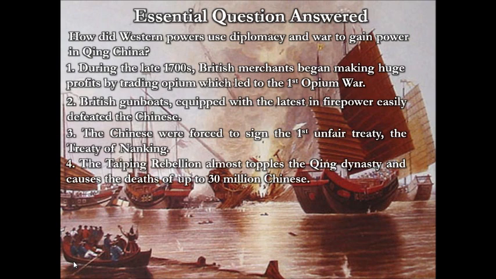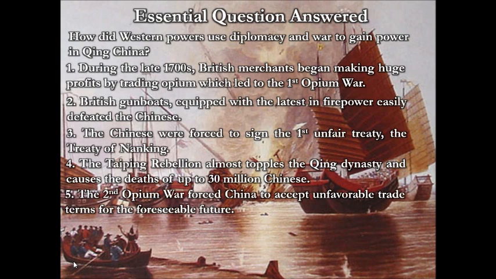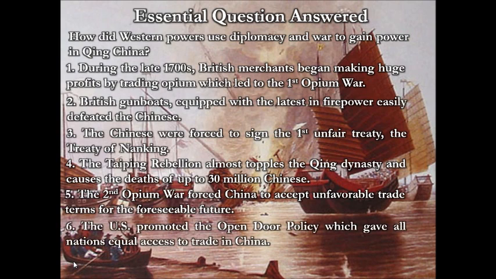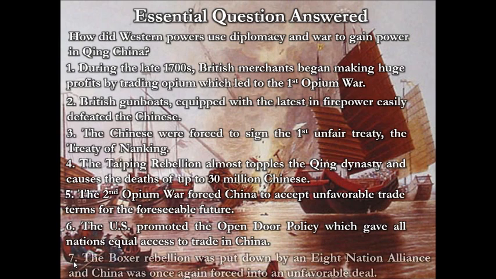4. The Taiping Rebellion almost topples the Qin dynasty and causes the death of up to 30 million Chinese. 5. The Second Opium War forced China to accept unfavorable trade terms for the foreseeable future. 6. The U.S. promoted the open door policy, which gave all nations equal access to trade in China. And 7. The Boxer Rebellion was put down by an 8-nation alliance, and China was once again forced into an unfavorable deal. This is the end of the lesson.